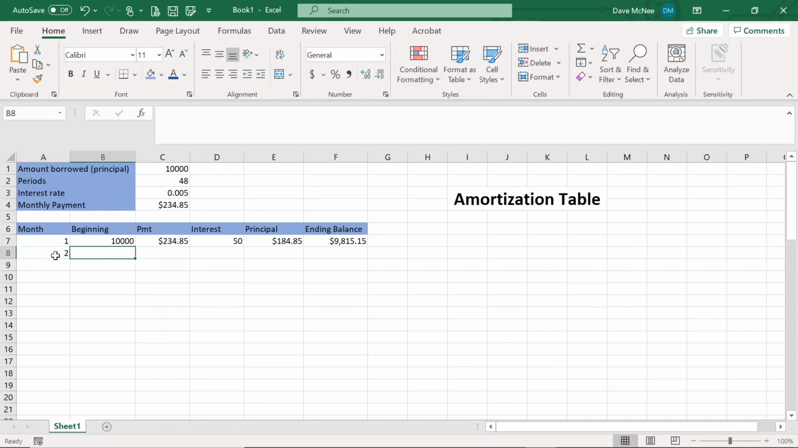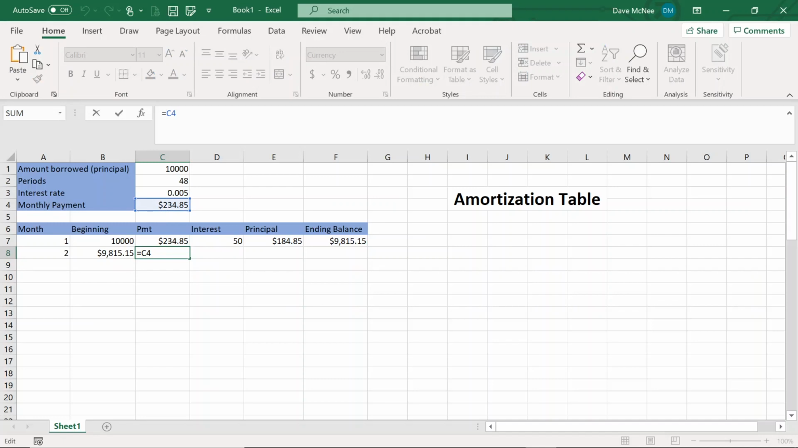So month 2, what is the beginning balance? Well, it's the ending balance of the previous month. So that's going to be in cell F8. So it's going to be equal to F8. There we go. Or sorry, maybe I made a mistake. F7. So it's equal to F7. There we go. That's $9,815. What's my payment? Again, the payment is in cell C4. So I'm going to write equal C4. But again, remember, I do want to write in $C$4, because I don't want that to change.